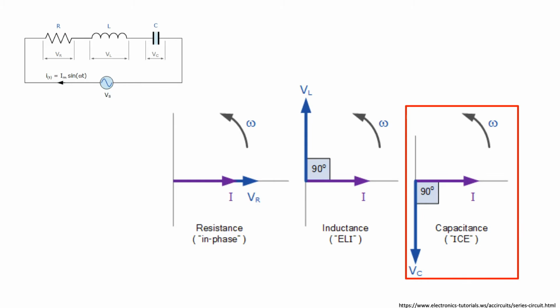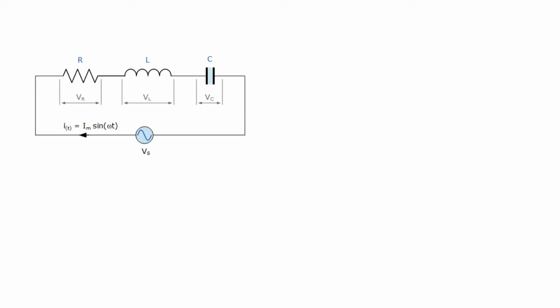The capacitor voltage has a phase that is 90 degrees behind the current. Regardless of the phase angle, the capacitor voltage always lags the current by 90 degrees. It is also plotted on the imaginary axis. What about the source voltage?